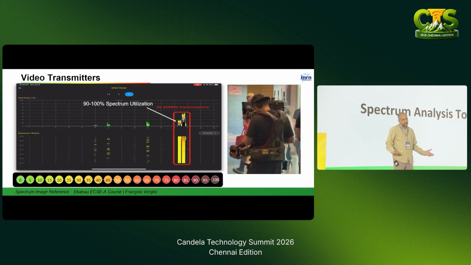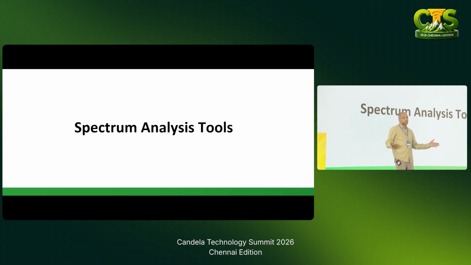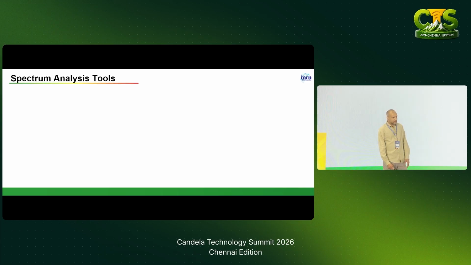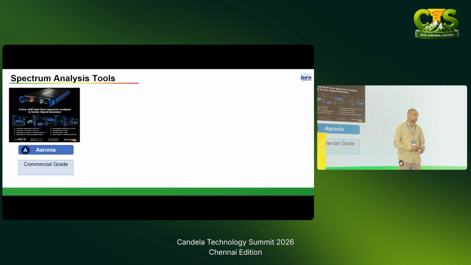Now, with those 3 bands, be aware of what tools are available for you to monitor the spectrum. From an analysis point of view, if you really need commercial grade, there's one vendor called Aronia with a German-based product. You can monitor 2.4, 5 and 6 gigahertz simultaneously. But these tools are very specific to layer 1. They don't do anything else. You have the best layer 1 visibility, but it's a commercial grade, expensive tool.